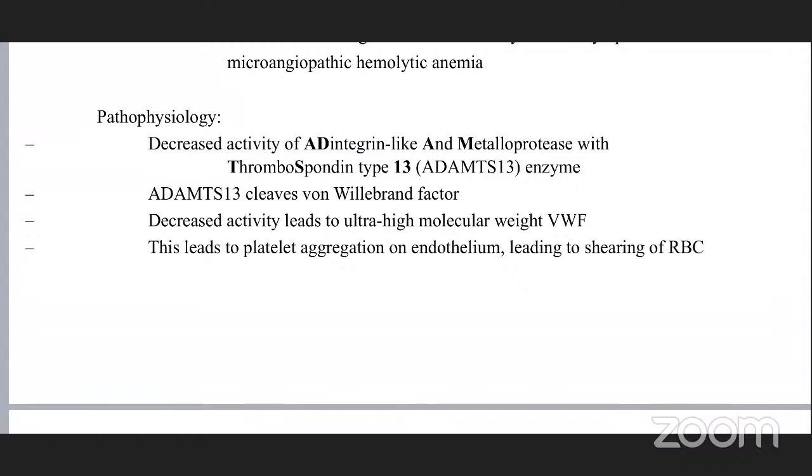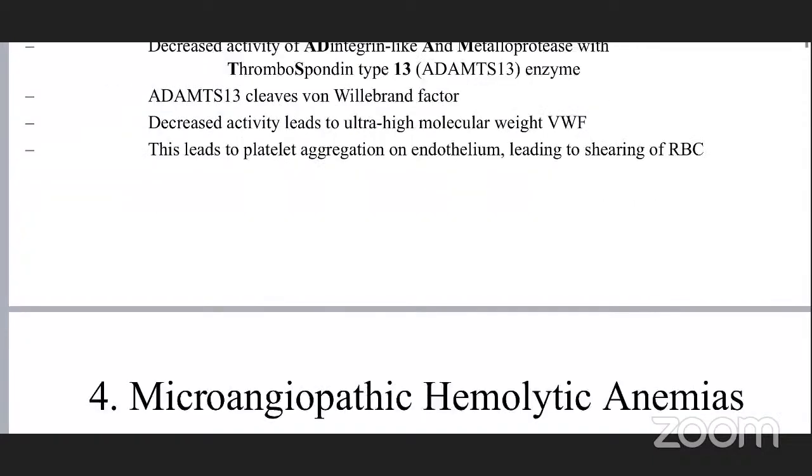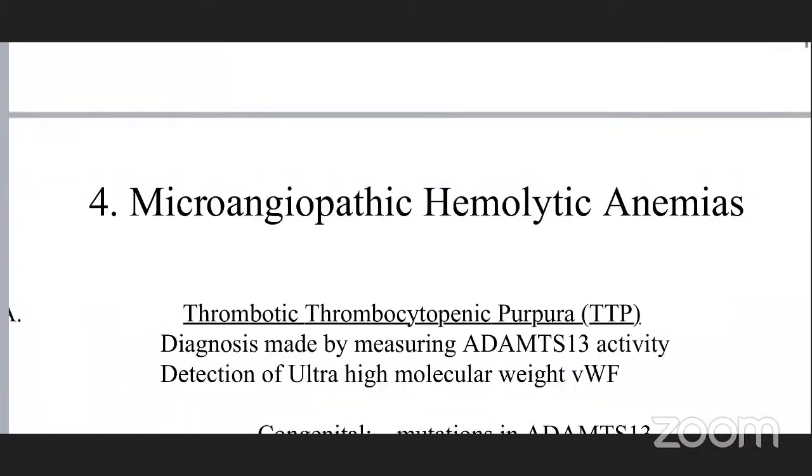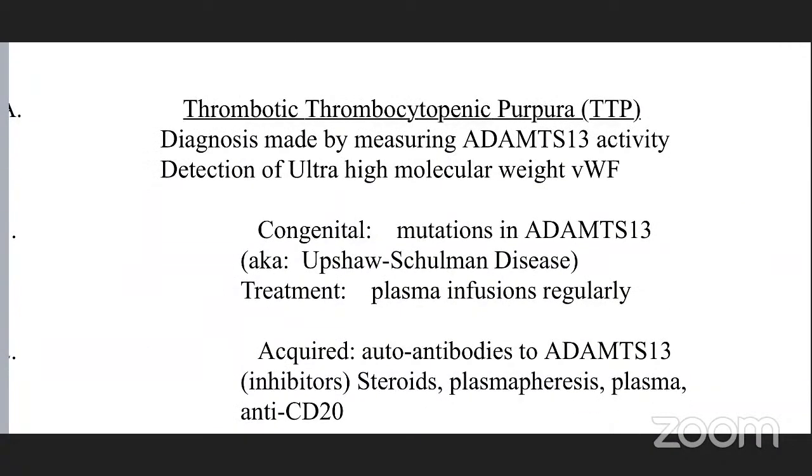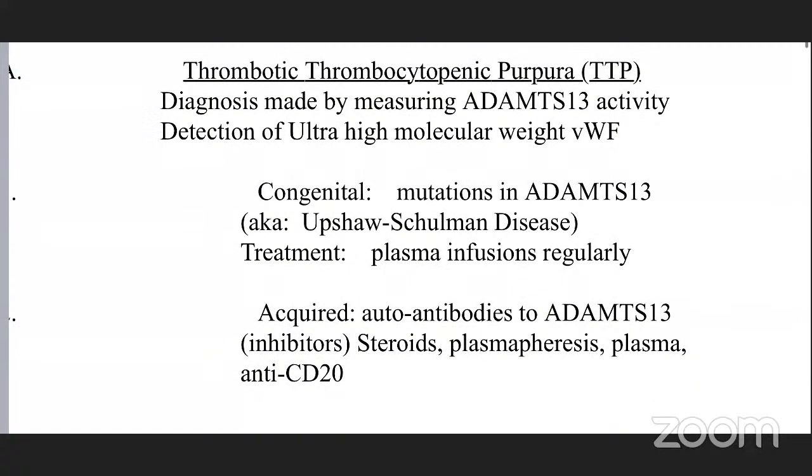So at this point, thrombosis develops, and we will see platelet aggregation, which leads to TTP. TTP is diagnosed by measuring ADAMTS13 activity and detection of ultra-high molecular weight von Willebrand factor. Usually we need a specific lab to do this ADAMTS13. ADAMTS13 deficiency can be congenital, sometimes acquired, but the most common is a congenital mutation in ADAMTS13.